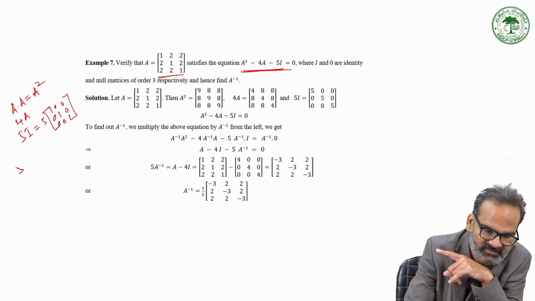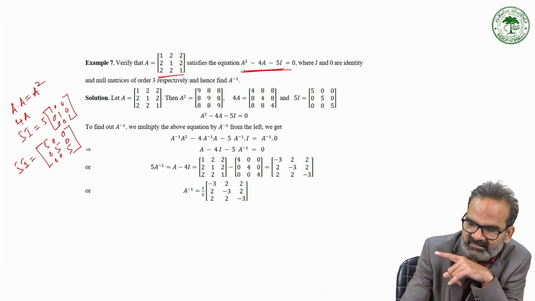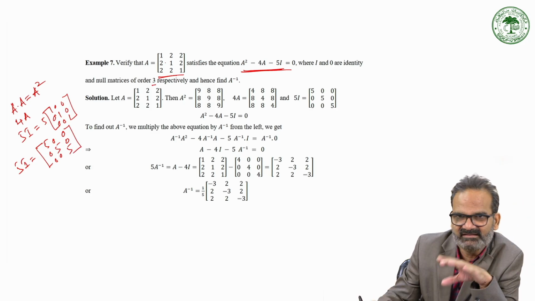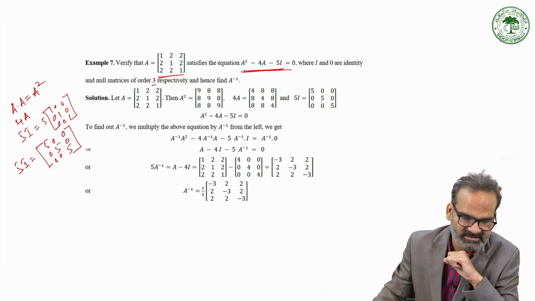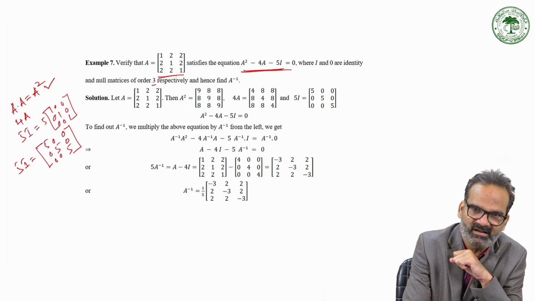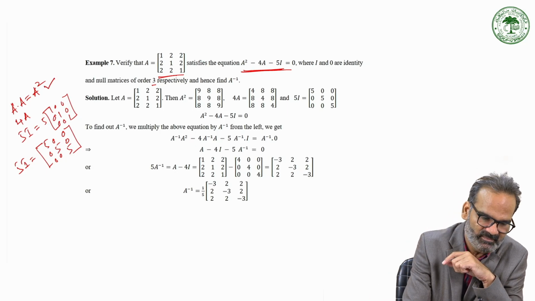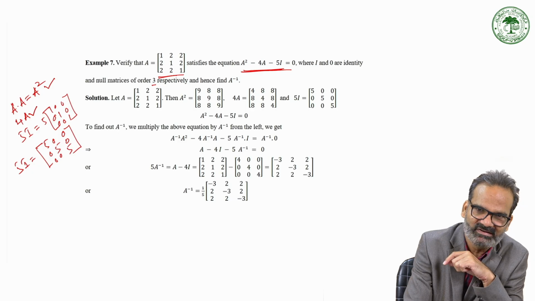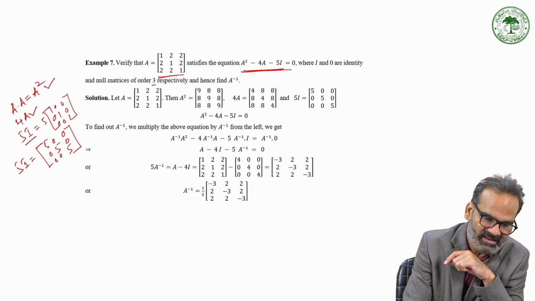So 5I will be what? 5I you will get here as [5 0 0; 0 5 0; 0 0 5]. I is an identity matrix of order 3 because A is a matrix of order 3. So A square, calculate here by multiplying A with A itself, multiply the matrix A with 4, you will get 4A, multiply 5 with the identity matrix, you will get 5I.